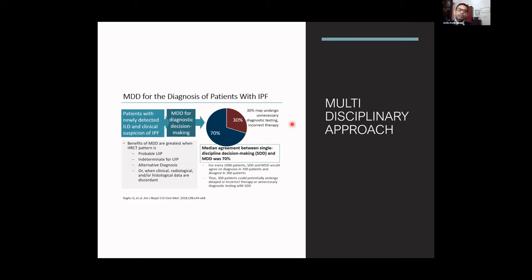The next most important diagnostic tool is a multidisciplinary approach. It is happening in Sri Lanka, but not in an ordinary way. But that is very important. Now it is almost like evidence-based medicine. This study was published by Raghu et al. in 2018, and they studied about 1,000 patients who had undergone a single disciplinary approach versus a multidisciplinary approach. They found that among patients diagnosed by a single disciplinary method, about 30% had undergone unnecessary diagnostic testing, as well as being on incorrect therapy. Therefore, the MDD or multidisciplinary team approach is one of the fundamentals in managing interstitial lung disease.